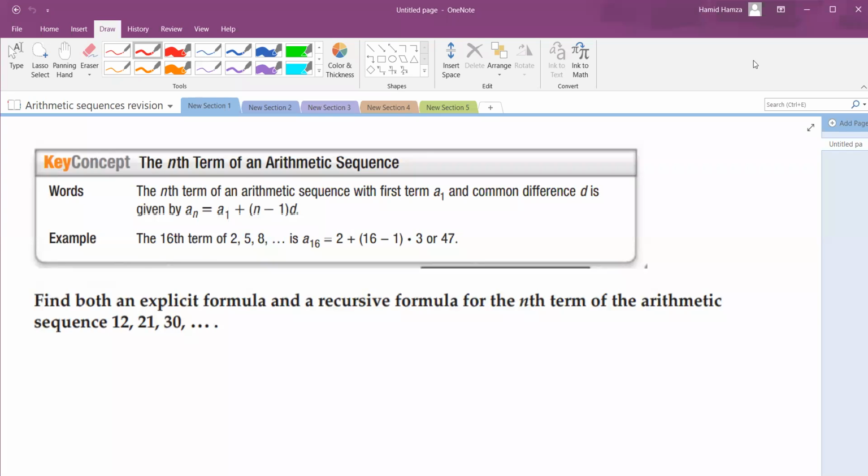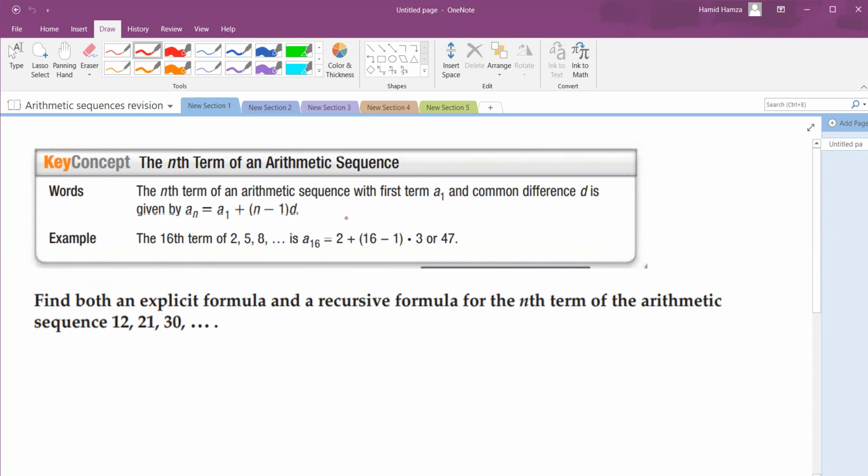Okay, guys, so today we'll revise the arithmetic sequences. We start by the general term, or the nth term. You know that, guys, the arithmetic sequence is each term increased by a constant number than the previous one.